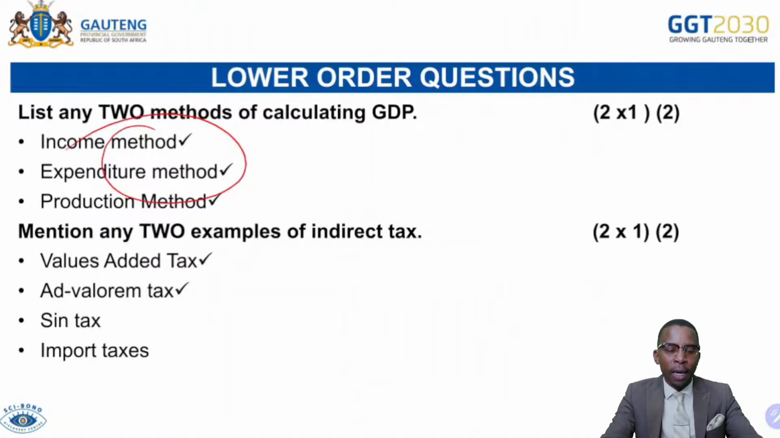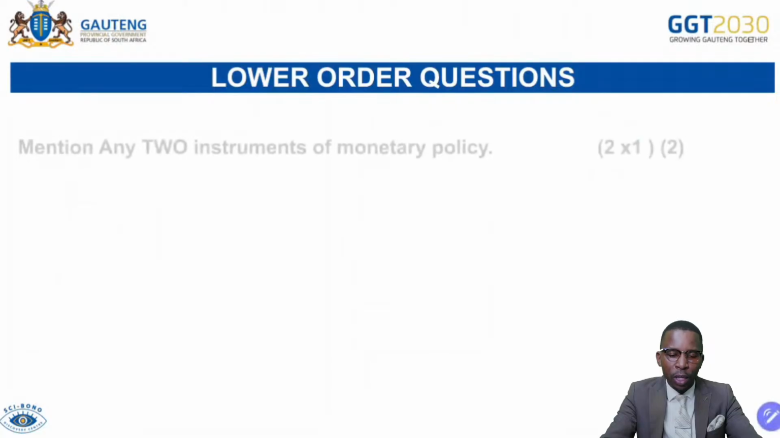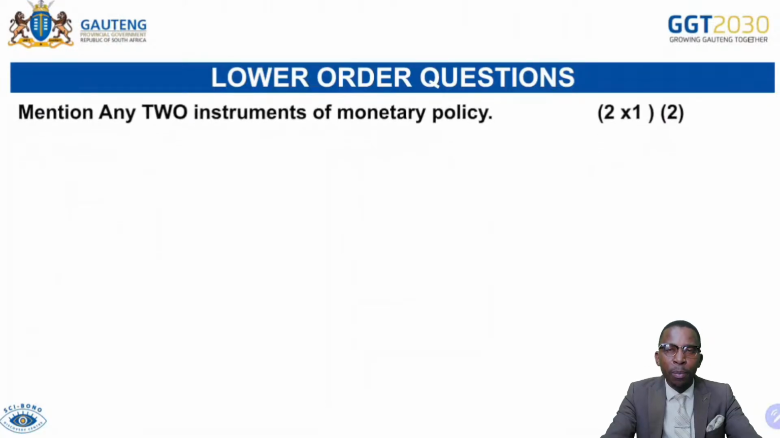And also, it is important for you to evaluate or analyze the impact of taxation on the size of the multiplier. Should the taxation be increasing, how does that affect the multiplier? Should it be decreasing, how does that affect the multiplier? Then we continue with the lower order. Mention any two instruments of the monetary policy.